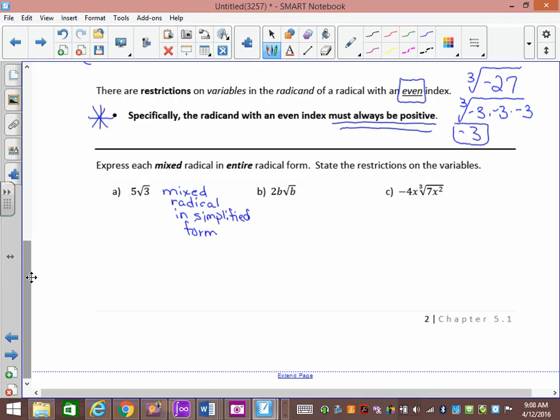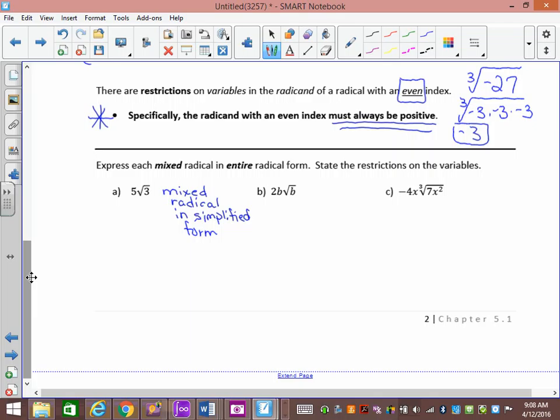Then we have to do an entire radical. An entire radical is where the whole thing is under the radical sign. That's what an entire radical is. Okay?